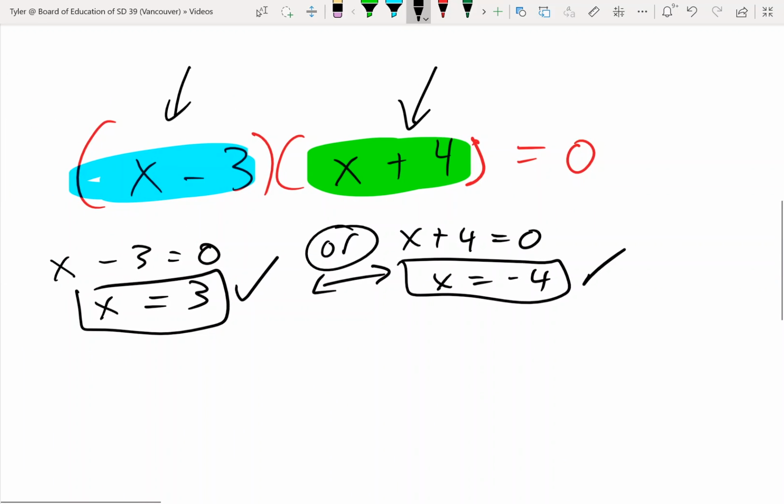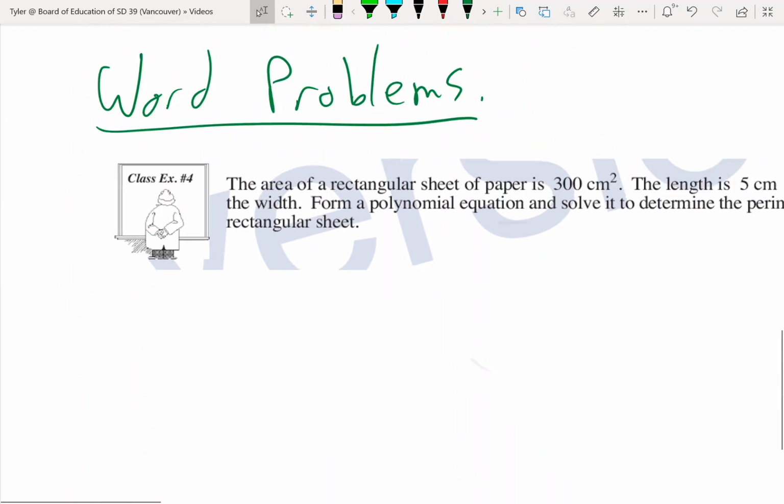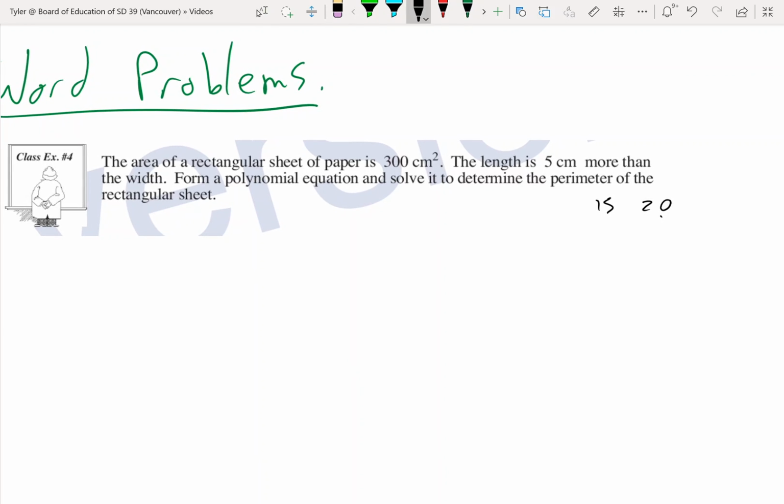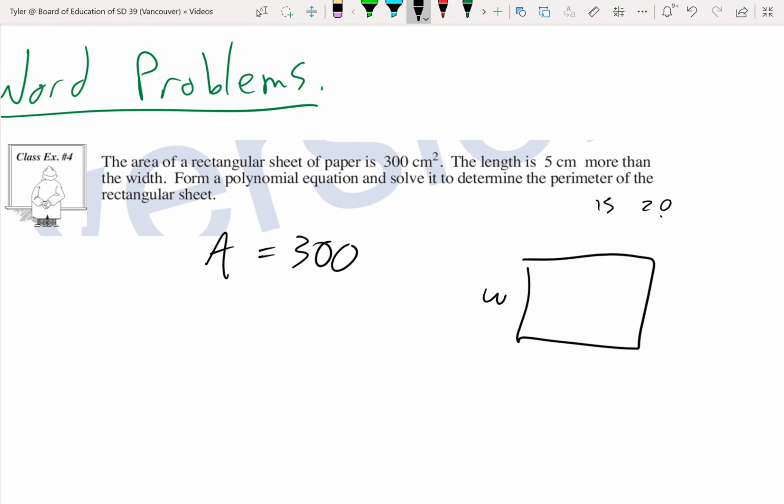The last one I want to do is a word problem, very similar to this. Okay. Area of a rectangle sheet is 300 meters squared. Area equals 300. The length is 5 centimeters more than the width. So let's draw a diagram. This is the width. This is the length. The length is actually width plus 5 because it's 5 centimeters more than the width.